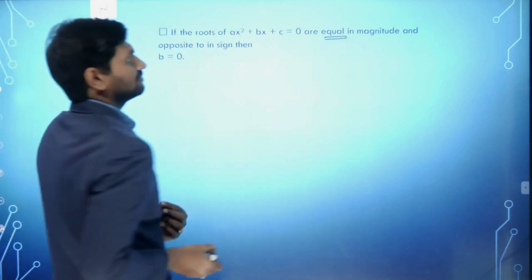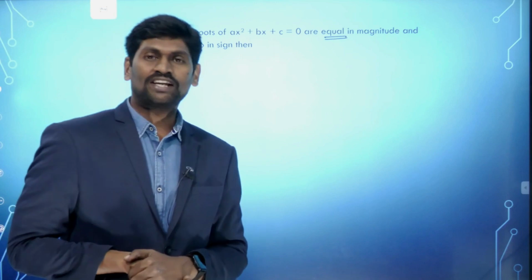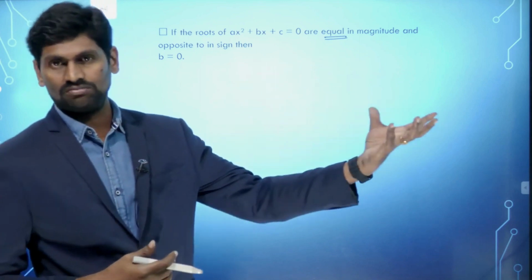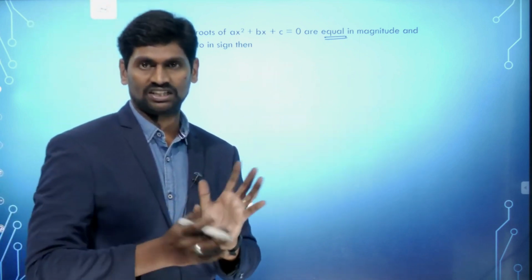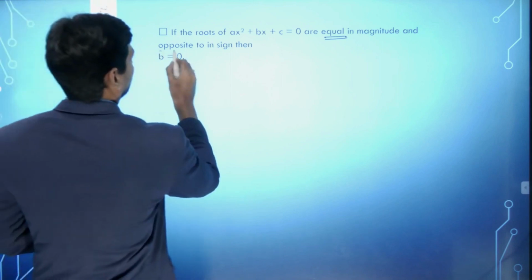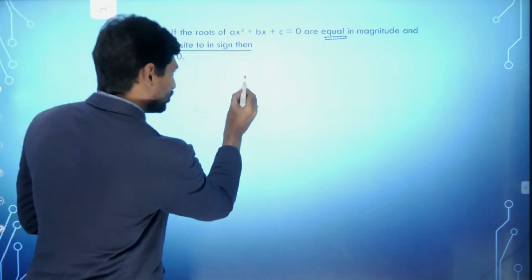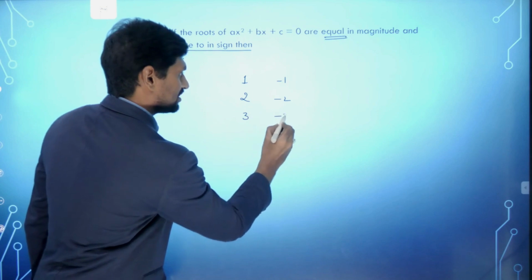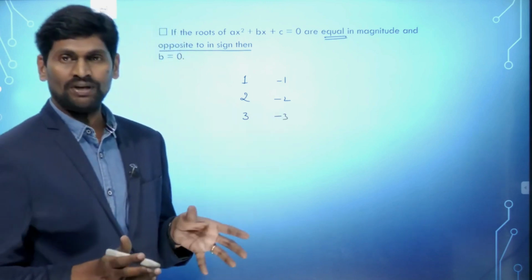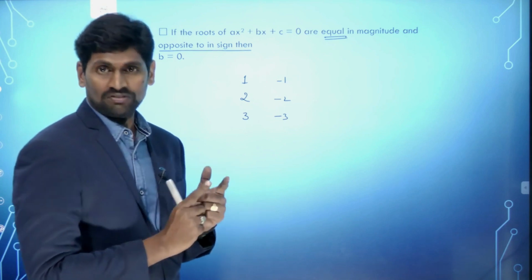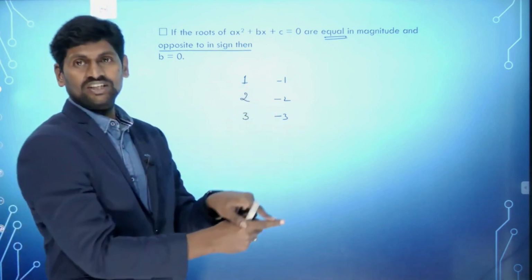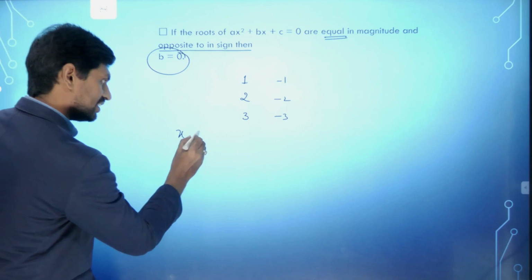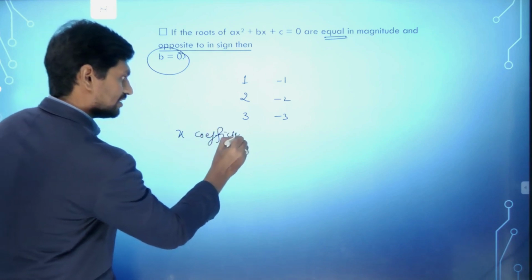Here roots are equal in magnitude. In the magnitude means in the measure wise. That is nothing but 5 centimeters. If another one also 5. Like 5 or 5, 6 or 6. Same measurement. And opposite sign. That means roots are 1 and minus 1, or 2 and minus 2, 3 and minus 3, like that. If you are having the same roots magnitude wise, but different symbol wise, one is positive, second one is negative, then definitely x coefficient becomes 0. X coefficient is 0, nothing but b value.